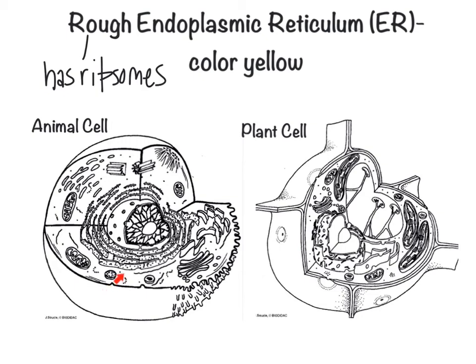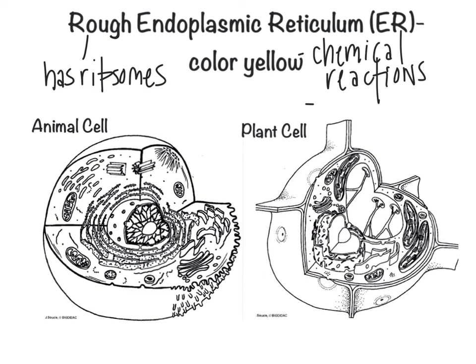If we're looking at this structure, it's right around the nucleus. You can see all these little dots. Those are the ribosomes. If we're looking at our plant cell over here, again, all those little bumps or dots are the ribosomes. So the rough ER is considered rough because it has ribosomes. Some of the main things that it's going to do here is just basic chemical reactions. The other thing, because it does have ribosomes, one of its main functions is going to be to make proteins, because that's what those ribosomes do.